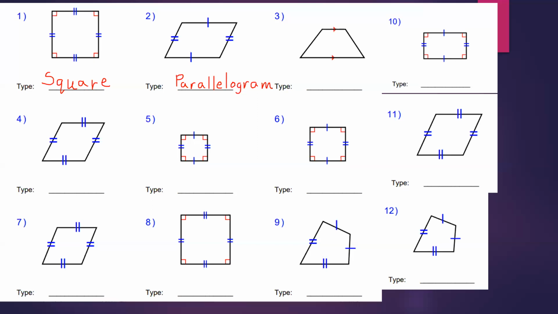Where's Destiny? Okay, I can't hear from Destiny. I want Dornick. Dornick, what do you have for number 3? Trapezoid or trapezium. Okay. Does anyone else have trapezium for number 3? Yes, sir. Only one person? Yes, sir, you have trapezoid. Very good. Trapezoid or trapezium.